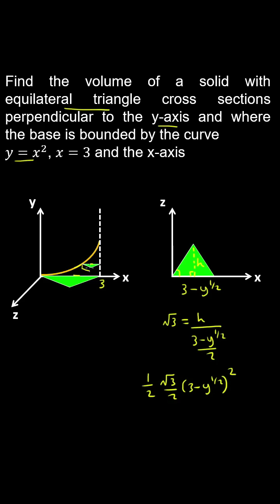And we assign a thickness in the y direction, so that's dy, which gives the volume of the section, and then we integrate from y equals 0 to y equals 3 squared according to this equation, and that gives us the volume of the solid.